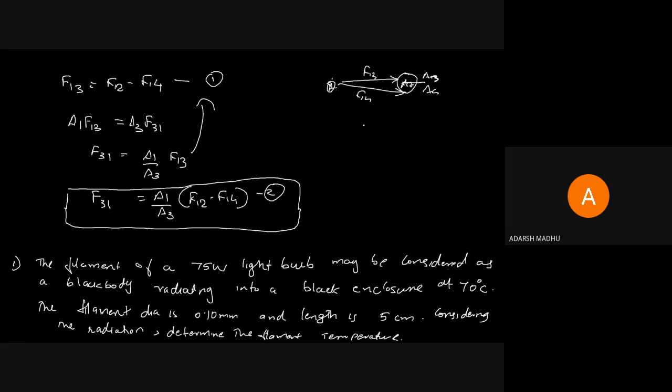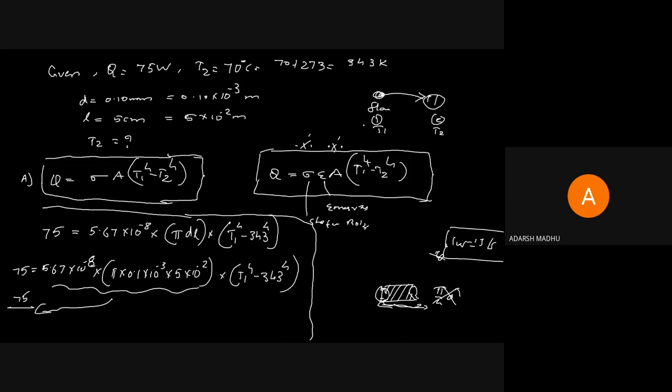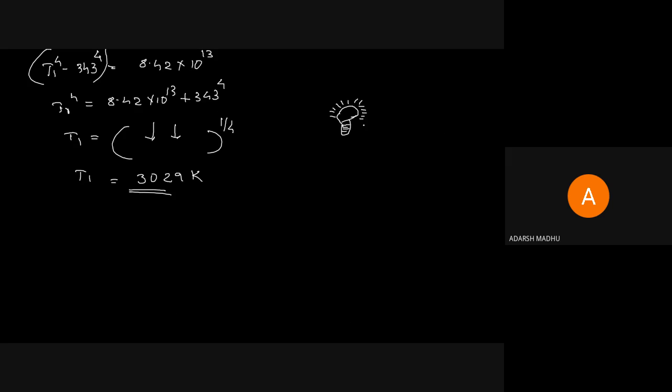Black and closed enclosure at 70 degrees Celsius. We converted it to Kelvin only to solve the problem. Once we get the answer, we can convert it back to Celsius, which is more appropriate. So the filament temperature is capital T1, and small t1 equals 3029 minus 273. Subtracting 273, it will be 2756 degrees Celsius. The filament temperature is always given in degrees Celsius.